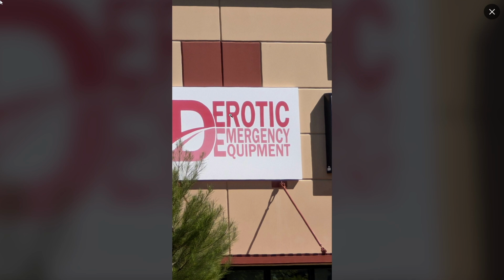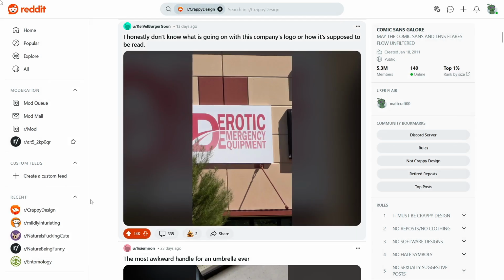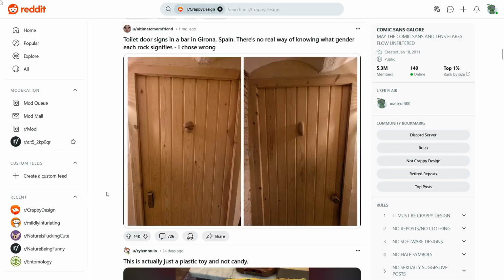Honestly, I want to look up what erotic is. What is erotic? Emergency equipment. Fire protection equipment. Okay, so erotic equipment or fire. Erotic means fire. That's an interesting way to say fire, but still, why is it pink? That makes no sense. This whole logo sucks, let's just say that. I'm definitely upvoting this. I definitely see what your complaint is.